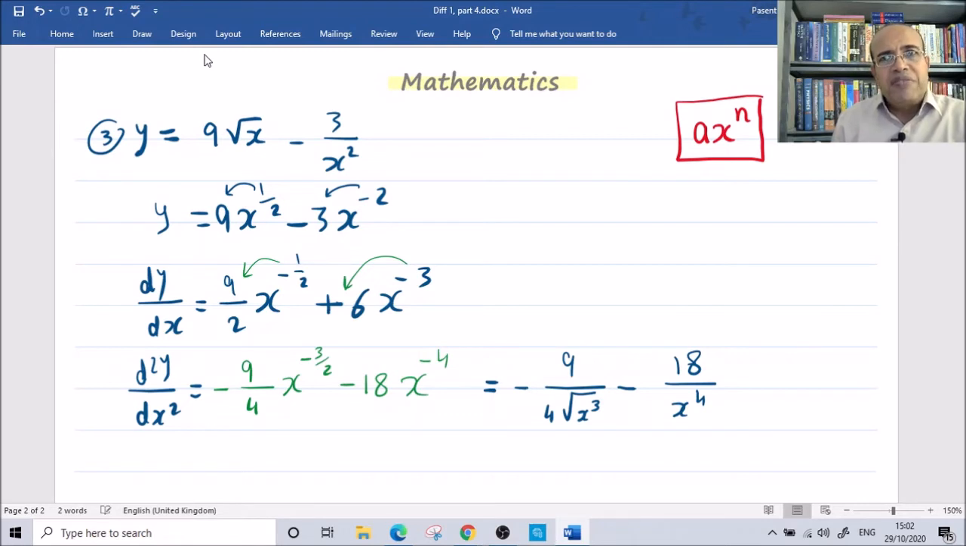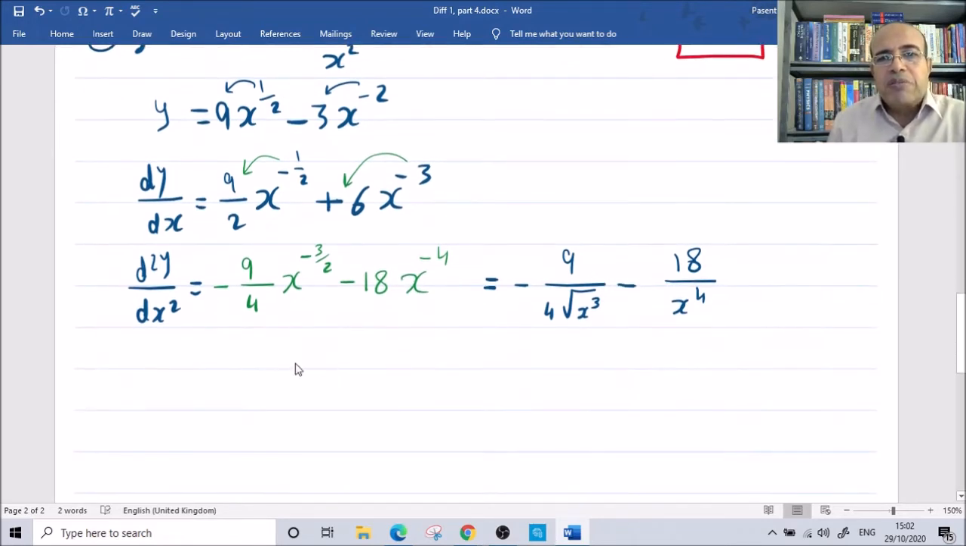You can simplify more a cubic root, square root of x cubed. If you need to simplify this more, we write it as negative 9 over 4 square root of x cubed. X squared comes out, it becomes x. And inside it is x. So this is the simplest form. Minus 18 over x power 4.